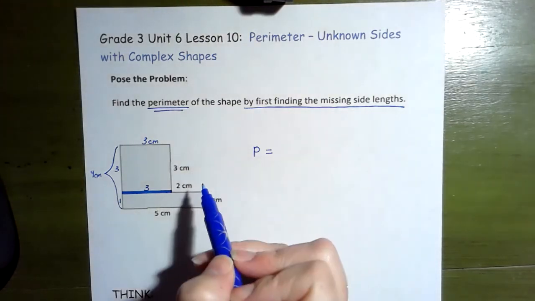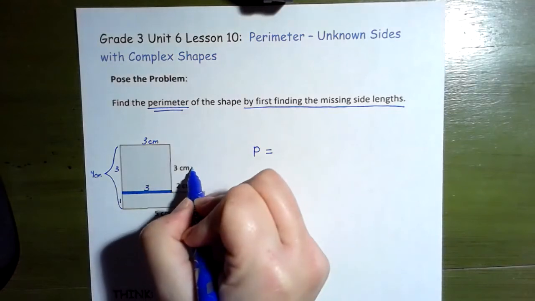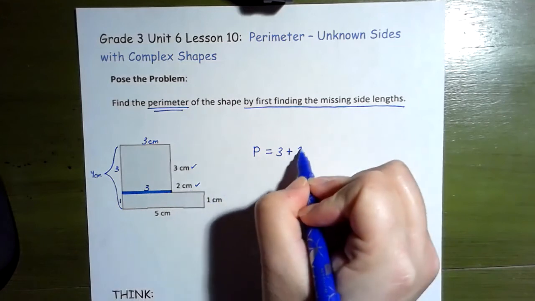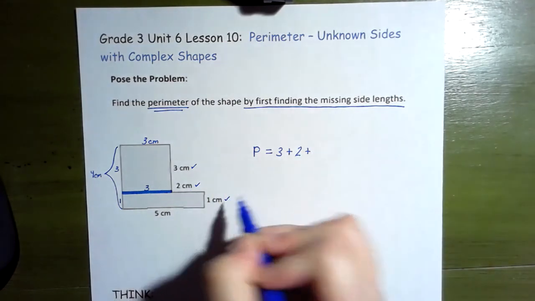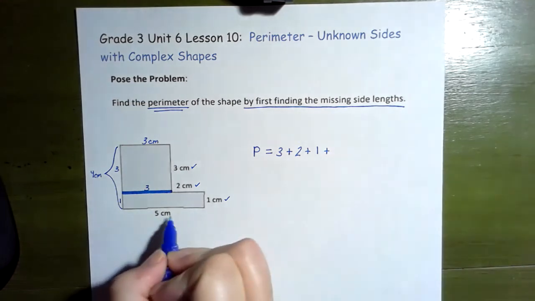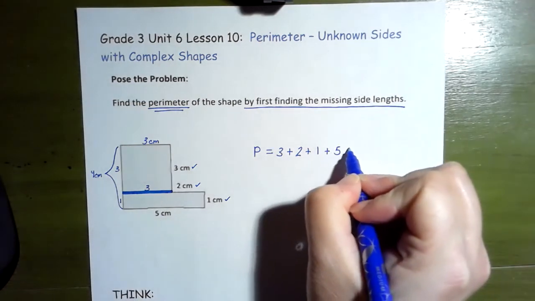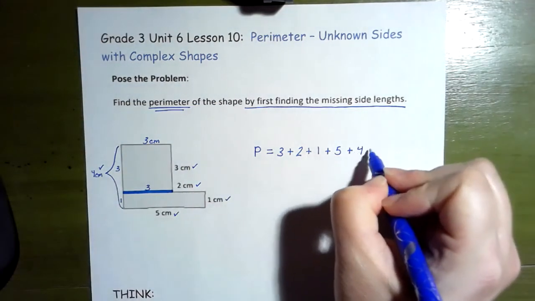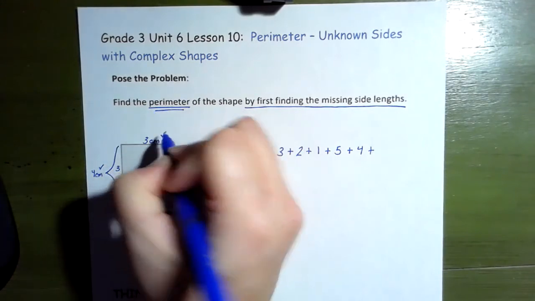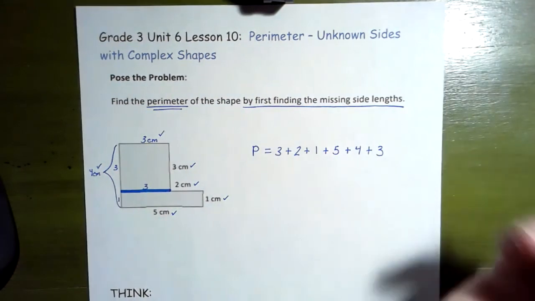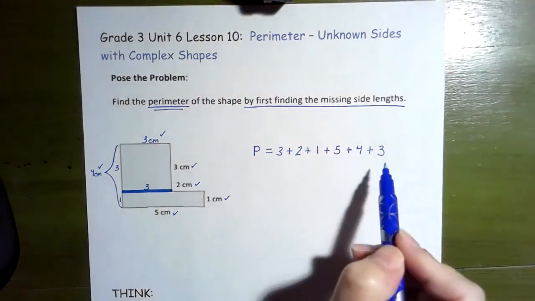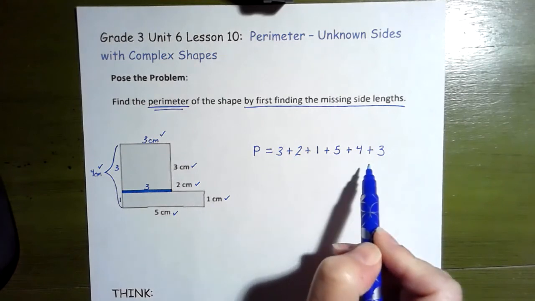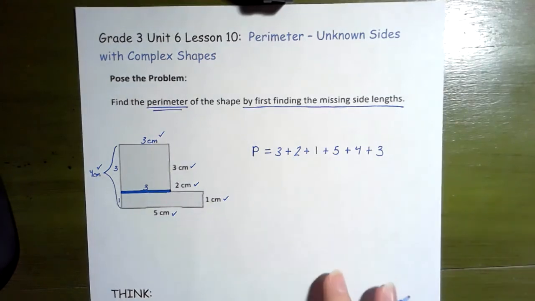We can say that perimeter is equal to 3 plus 2 plus 1 plus 5 plus 4 plus 3. Then we can add all of the side lengths to find the perimeter. Go ahead and add on your paper while I add on the screen.